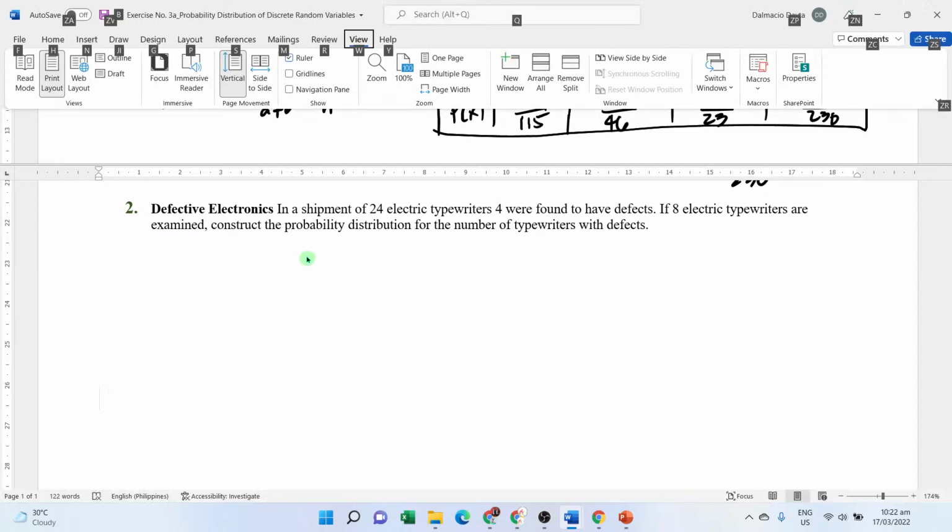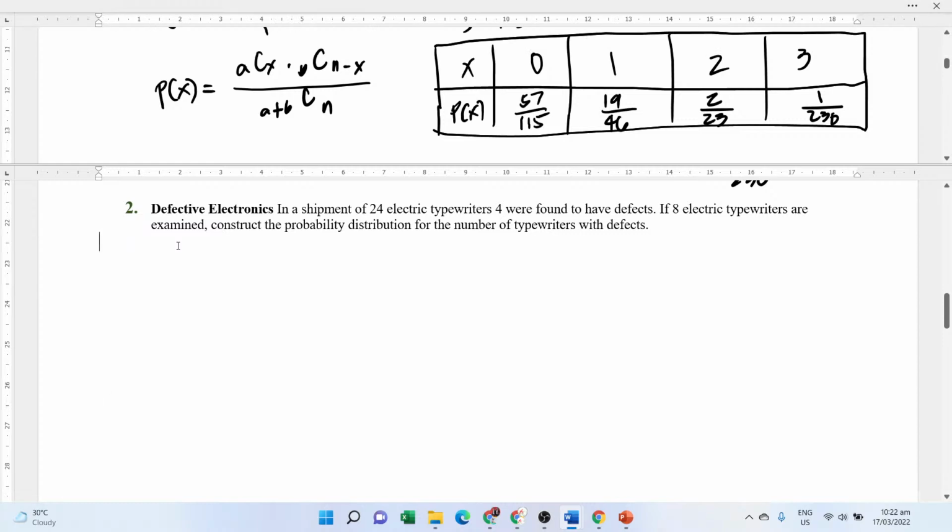Problem number 2. In a shipment of 24 electric typewriters, 4 were found to have defects. If 8 electric typewriters are examined, construct the probability distribution for the number of typewriters with defects. Okay, thank you. So let us have the representations.